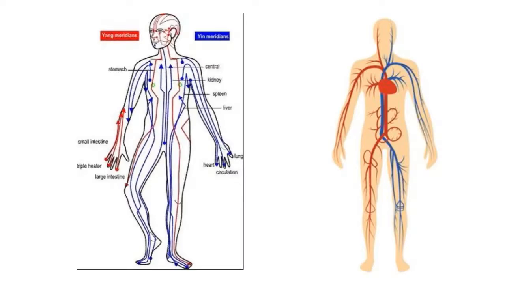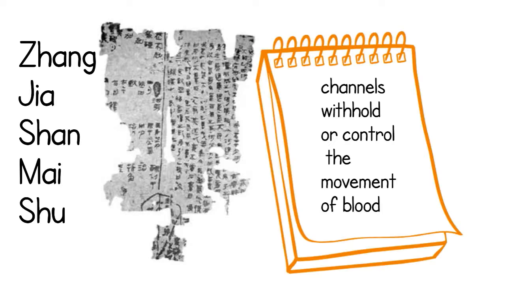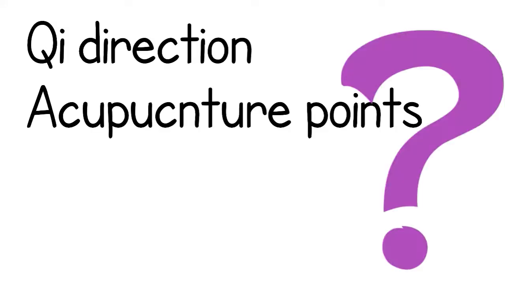As some of the lines show the most superficial blood vessels, scholars suggest the blood vessels were included in part of the construction of channel theory. This idea is further supported by information from the Zhangjiashan Mai Shu, which stated channels withhold or control the movement of blood. The figure yields no information about the direction and circulation of qi in the body, nor evidence of acupuncture points.